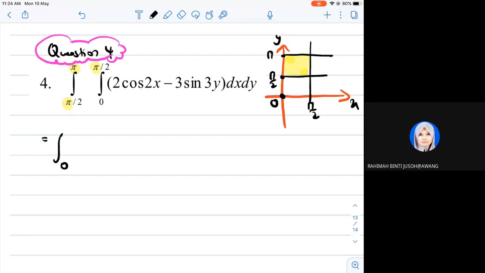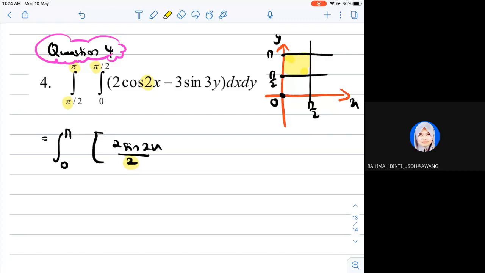Kita integrate terhadap x dulu kali ni. So bila integrate terhadap x, apa yang constant? Y. Y yang constant. So now kita nak integrate 2 cos 2x. The 2 should be brought down. Bawa ke bawah. So integrate cos dapat 2 sin 2x bahagi 2. Sebab 2 ni you bawa ke bawah. Alright, now minus 3 sin 3y. Saya tanya tadi, bila integrate terhadap x maksudnya y tu constant. So what happened bila integrate 3 sin 3y with respect to x?